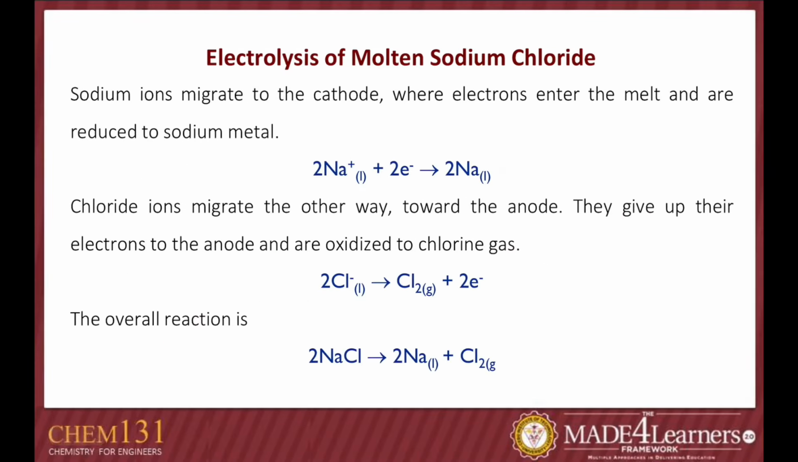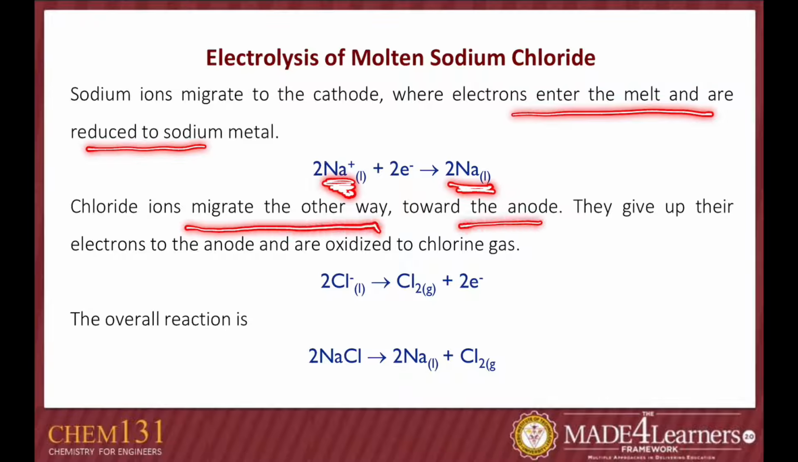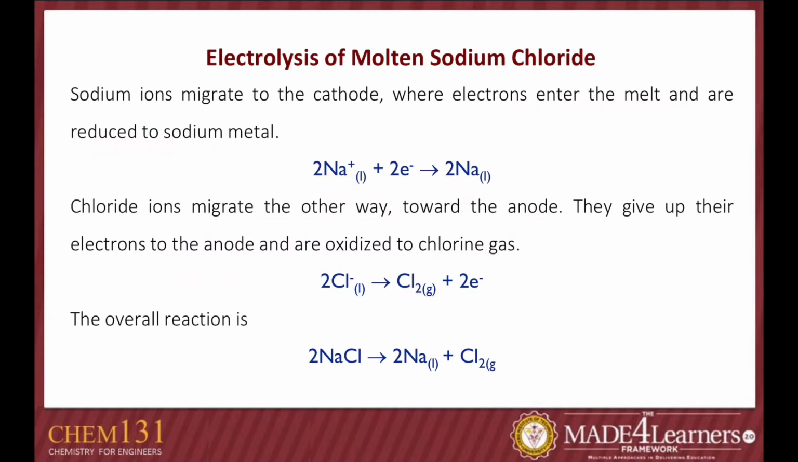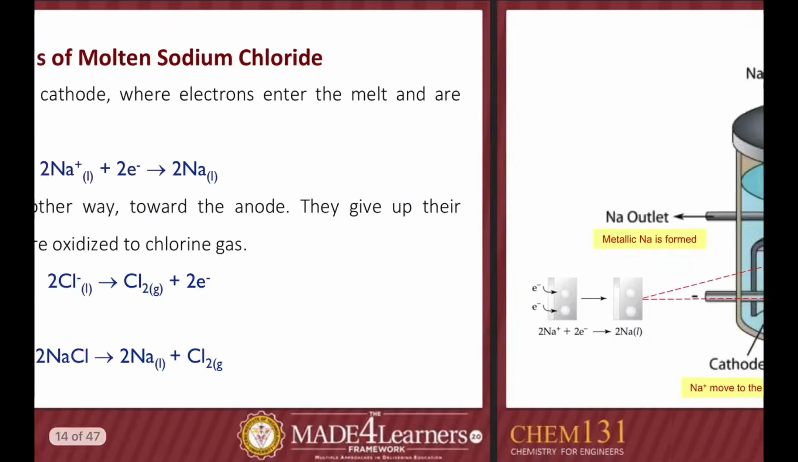So, the sodium ions, which are the cations, they will migrate to the cathode, where electrons enter the melt and are reduced to sodium metal. The chloride ions will migrate the other way, moadto siya sa anode. They give up electrons to the anode and are oxidized to form chlorine gas. So, the overall reaction therefore would be, gikan sa sodium chloride nga asin, mo form siya og sodium nga metal in liquid form, and then chlorine gas, gaseous nga substance, which is a poisonous gas.